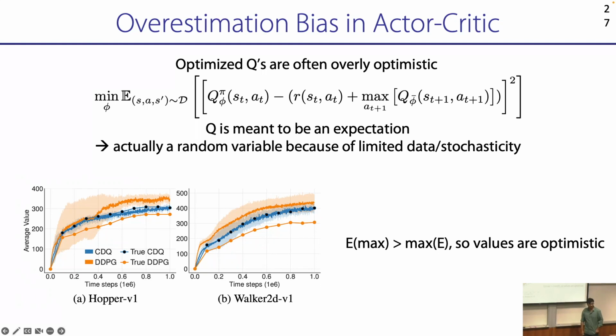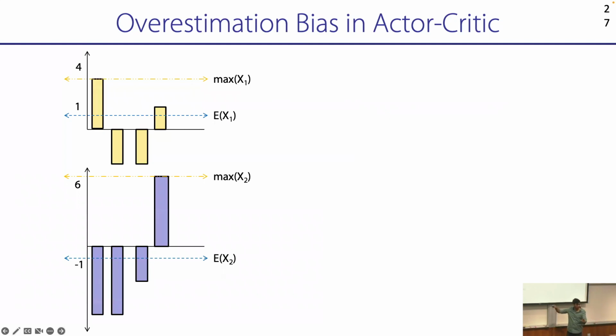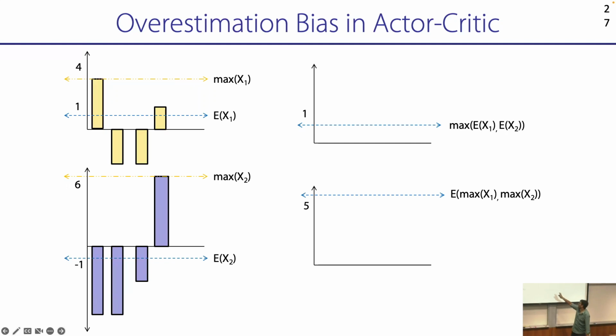So here's an illustration. Imagine that your noisy estimates of your Q function, some of them are overestimated, some underestimated. Let's say you had two things that you're choosing the max between, X1 and X2. Your max with respect to X1 is going to be 4. Your max with respect to X2 is going to be 6. But your expectation of X1 is going to be 1, and expectation of X2 is going to be -1. Now, if you look at the max of expectation, that's going to be 1, whereas expectation of max is going to be 5.